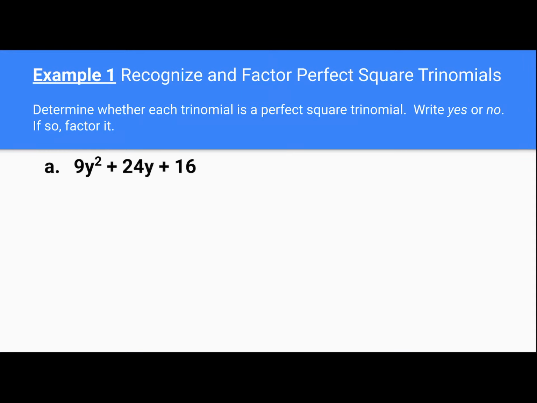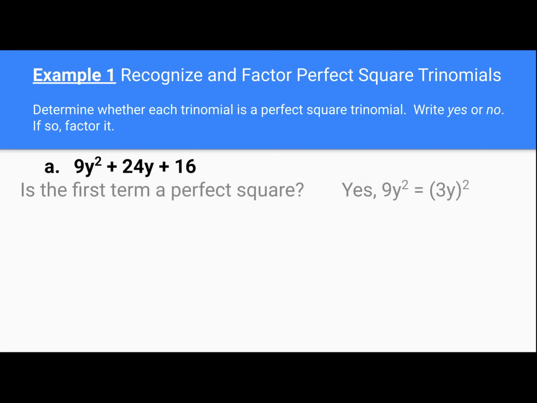So here's my example. I have 9y squared plus 24y plus 16. The first question, is your first term a perfect square? So is 9y squared a perfect square? If I square root 9, I get 3. And if I square root y squared, I get y. So the answer to that question is yes.